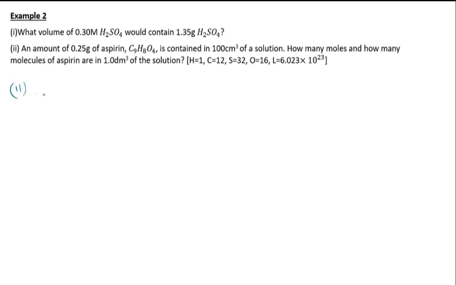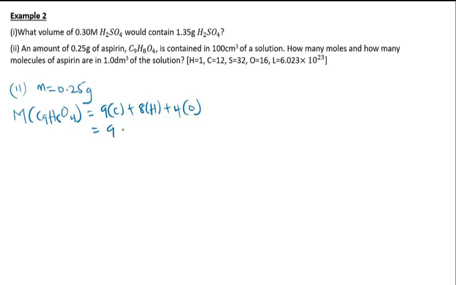II, an amount of 0.25 grams. So our mass is 0.25 grams of aspirin. So the molar mass of aspirin, C9H8O4, is 9 multiplied by carbon, 8 multiplied by hydrogen, and then 4 multiplied by oxygen. This is 9 into bracket 12 plus 8 into bracket 1 plus 4 into bracket 16. This is equal to 180 gram per mole.